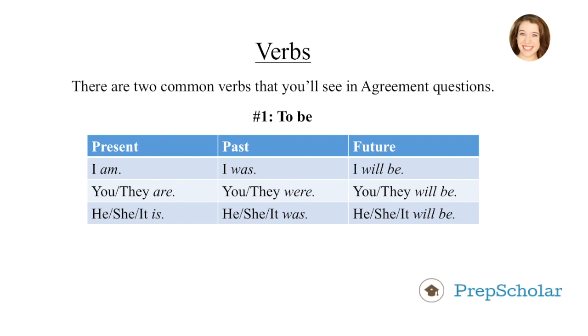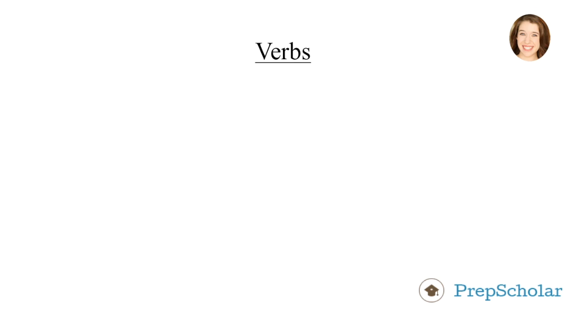We get into this a little bit more in our verb lesson, but for now, just know that you'll see this pop up a lot in agreement questions, and you want to make sure that you're familiar with it. Now, one thing you might notice here is that the verbs change depending on whether or not we're talking about just one person, like I or he or she, or multiple people, like they. Hold on to that little piece of information because it's going to be really important in a couple of minutes.